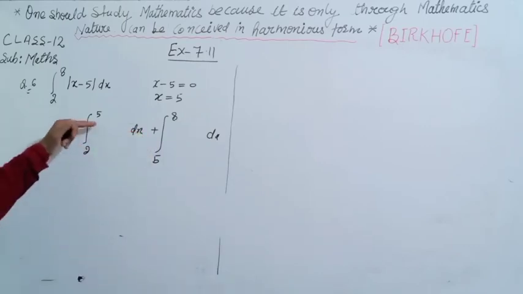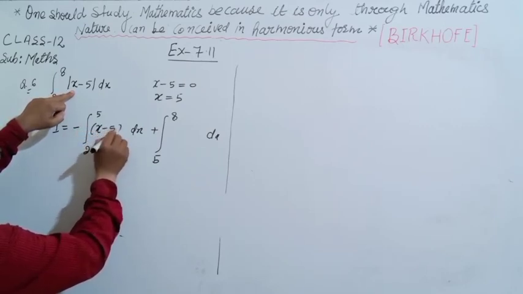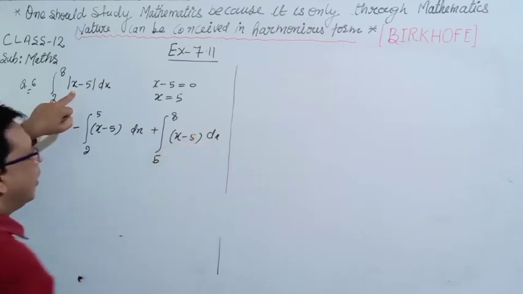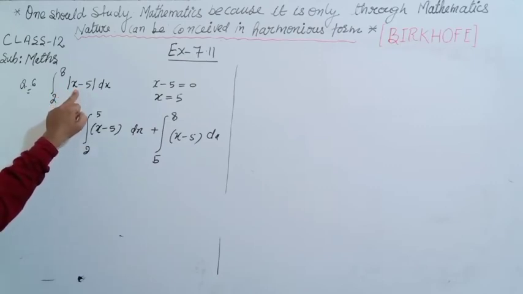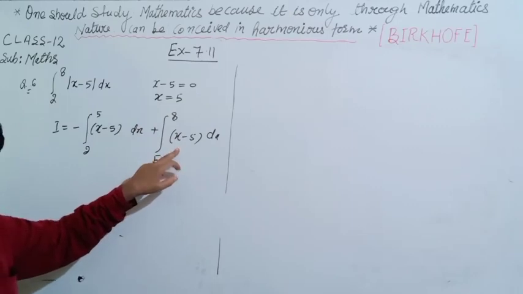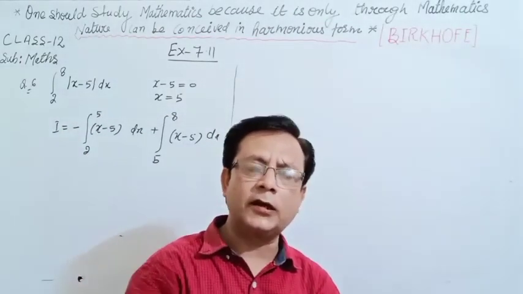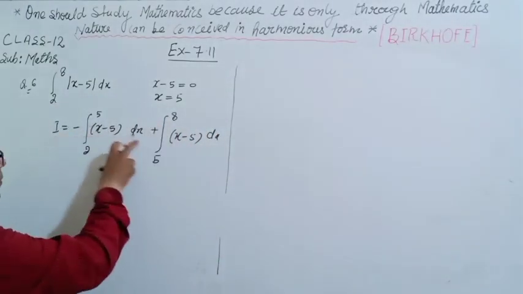In interval 2 to 5, this value is negative, and in 5 to 8, this value is positive. How do we know this value is negative? We put any value between 2 and 5. If we put 4 here, we get a negative answer. If we put 6 here, we get a positive answer. Put any value between the given interval and see whether it is positive or negative, and then according to the sign, apply the sign here.